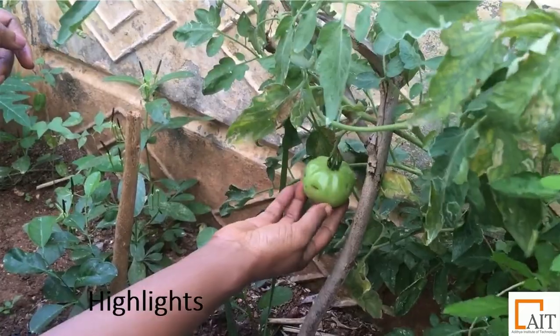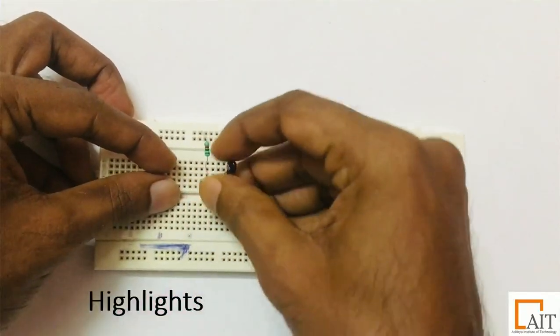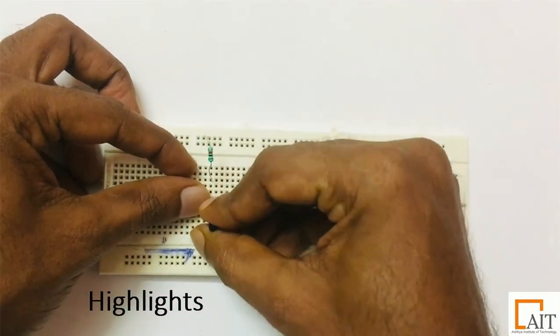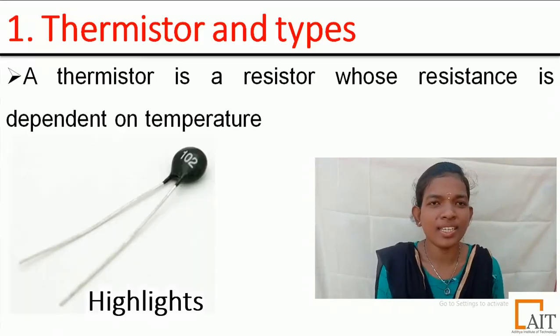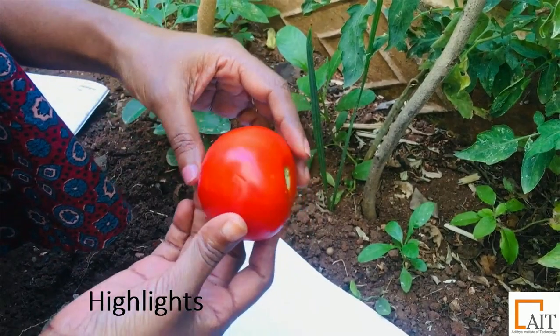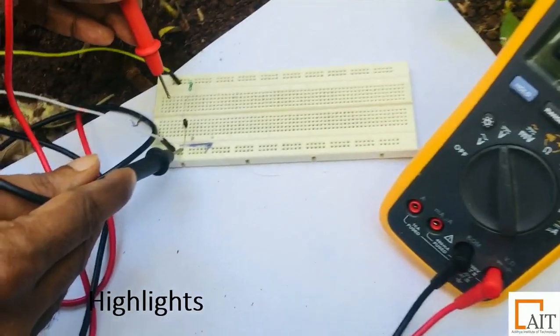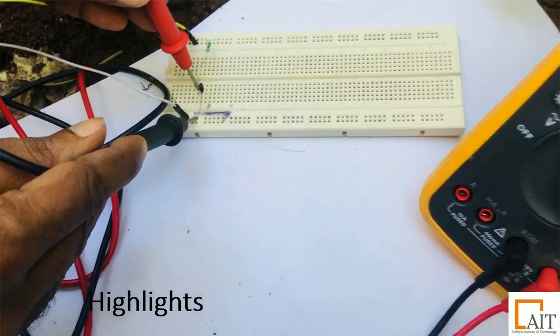So our plant in consideration for our work is this tomato plant. NTC 102 to the reference point. A thermistor is a resistor. And this lycopene actually provides this really red color. So for the voltage across tomatoes, the thermistor is 2.24.